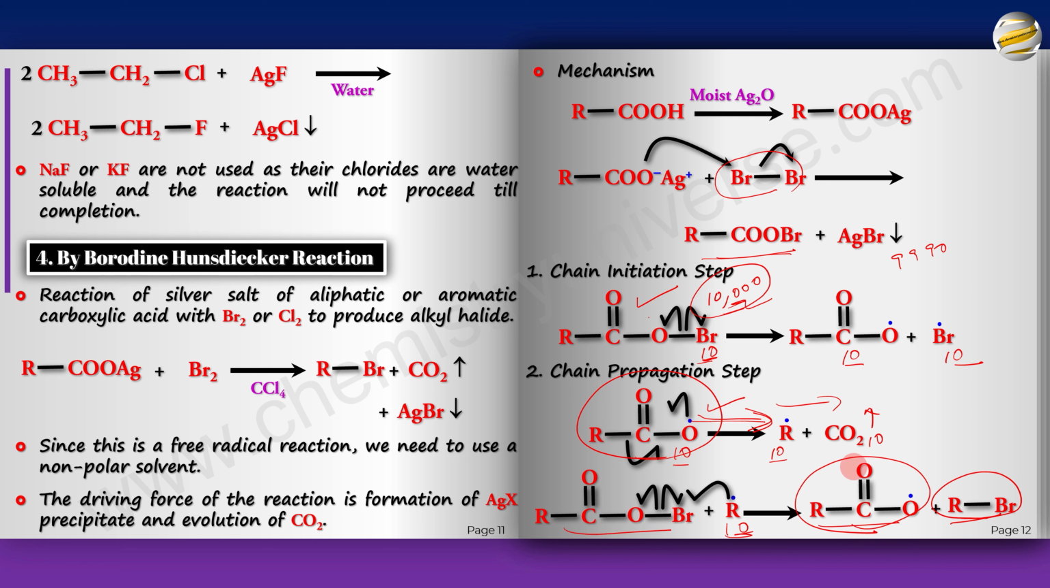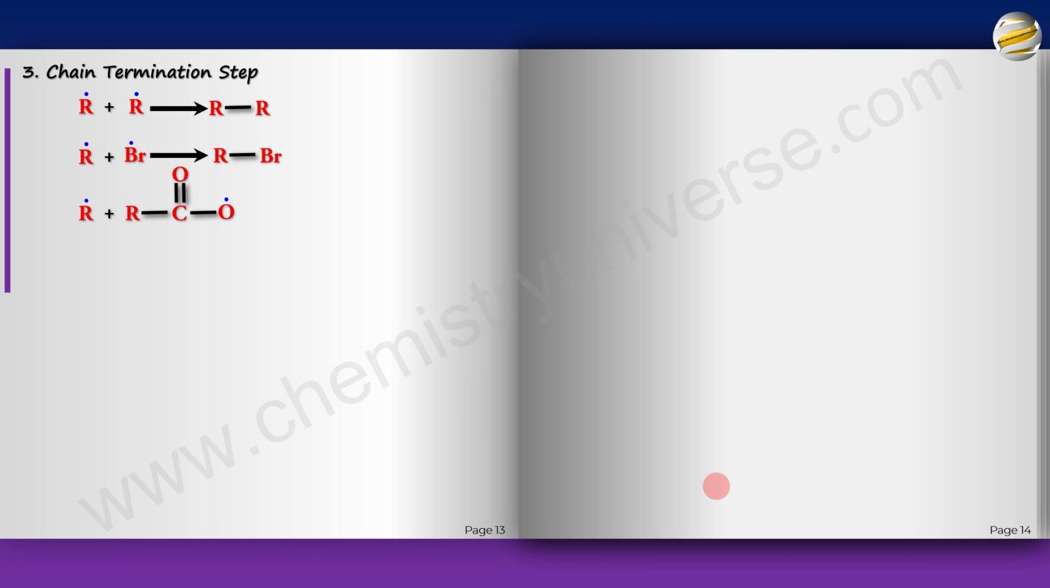It will keep on happening till such a time when RCOOBr is reduced to as small a value as, let's say, 10 or 20. At that instance, you will find the chain termination step happening, where radicals end up meeting each other. Radicals and atoms meet each other. Even the atoms can meet each other, or you can have different radicals meeting. And ultimately the reaction will stop, and that happens only near the end of the reaction.